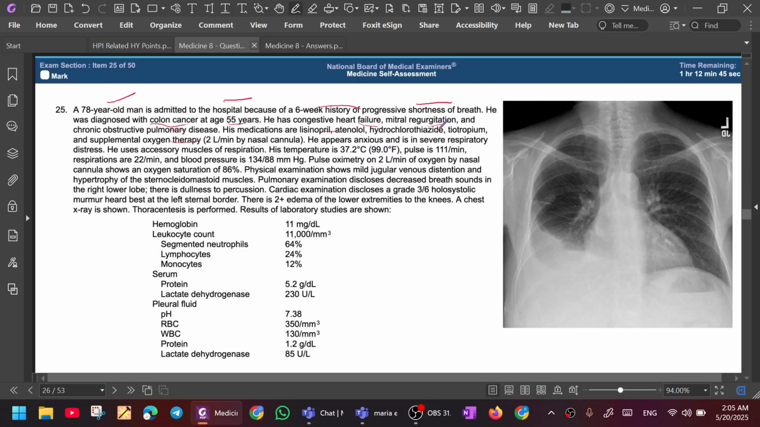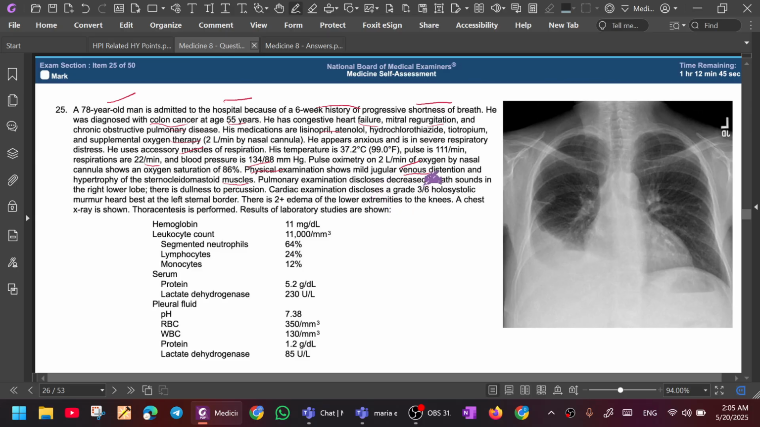He appears anxious and is in severe respiratory distress. He uses accessory muscles of respiration. Temperature is 99, pulse is 111 per minute, respiration is 22 per minute. BP is 134/88, and on 2 liters per minute of oxygen by nasal cannula, oxygen saturation is 86%. A physical examination shows mild JVD and hypertrophy of the sternocleidomastoid.